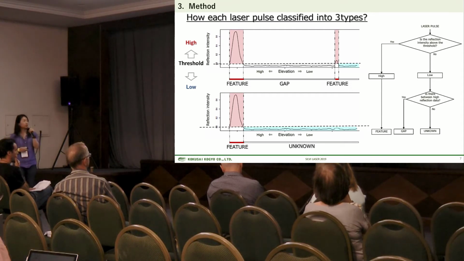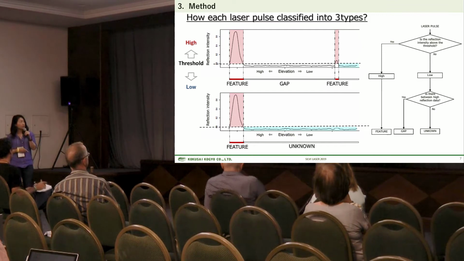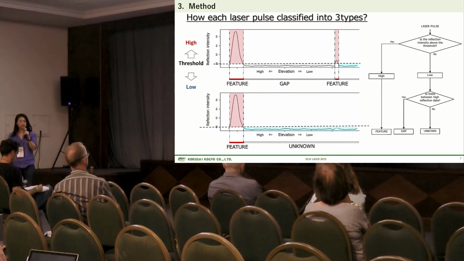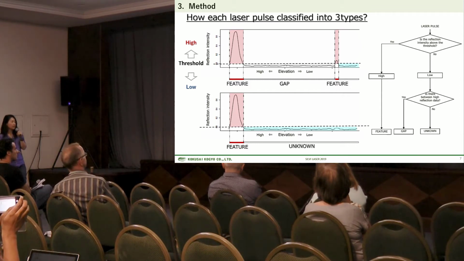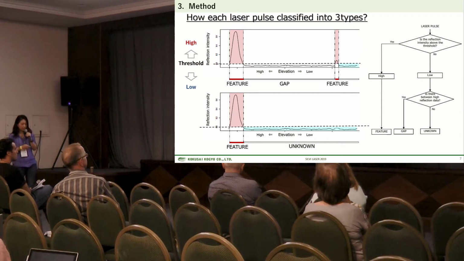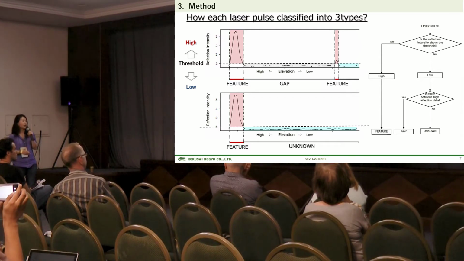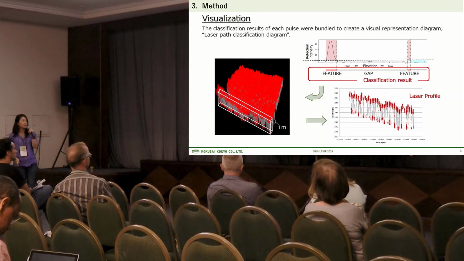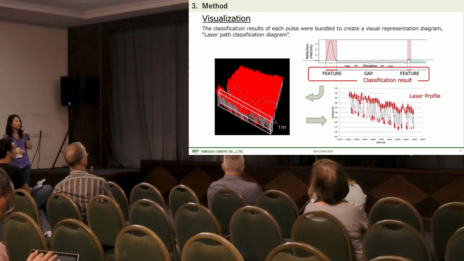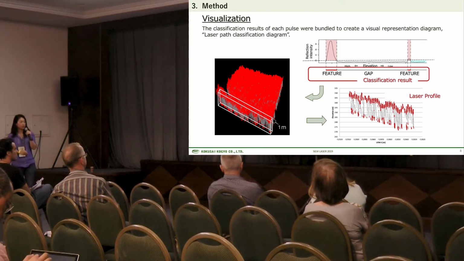So how is each laser pulse classified into three types? First, a threshold is set, and each pulse is classified into high reflection data and low reflection data. High reflection data is classified as feature, and low reflection data that exists between high reflection data is gap. Low reflection data outside of features is unknown. The classification results of each pulse were bundled to create a visual representation, the laser pulse classification diagram.